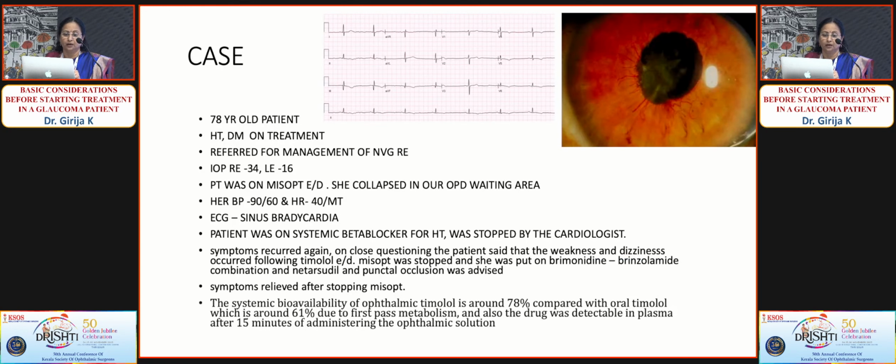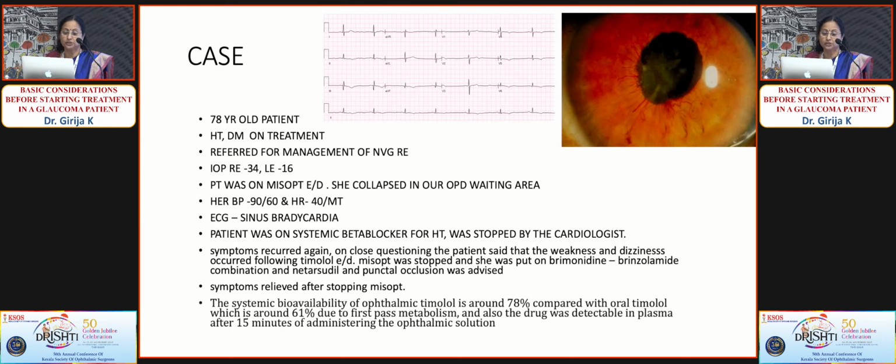So this is a 78-year-old patient who was referred for management of neovascular glaucoma of the right eye. Patient was referred from another center. She was already started on Mysopt, and she was waiting in the waiting area and she collapsed in the OPD waiting area. So she was taken to the emergency and her BP was very low, 90/60, and heart rate was also 40 per minute. ECG was taken.